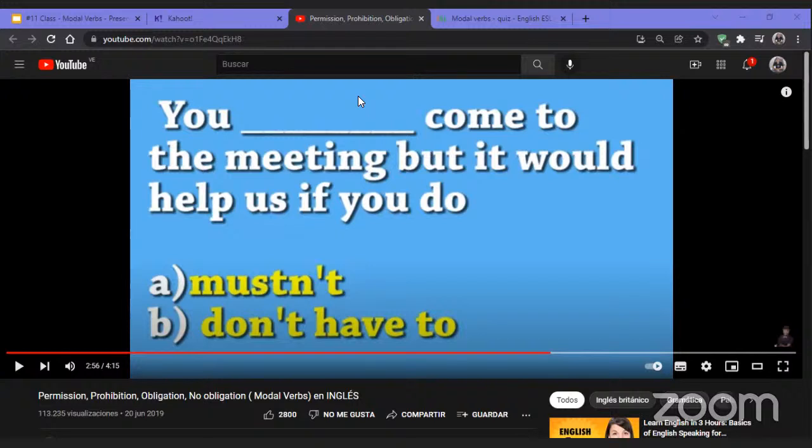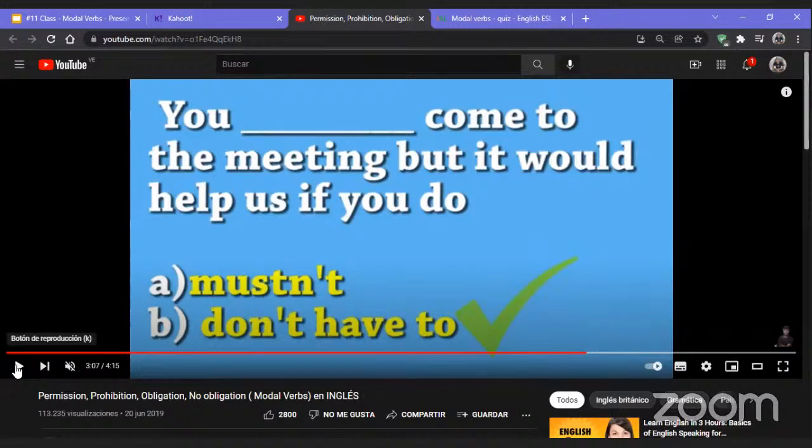Okay, remember, the main difference between mustn't and don't have to is whether I have a decision or not. For example, in this case, someone is telling me that you, blah, blah, blah, come to the meeting, but it would help us, okay? If you can, okay? But I'm not expressing or setting the decision. It's not my decision. So it will be letter B. You don't have to come to the meeting, but it will help us if you do, okay? No es necesario que vengas a la reunión, pero si puedes ayudarnos o si puedes venir a ayudarnos, lo aceptaremos, okay? That's a big deal.